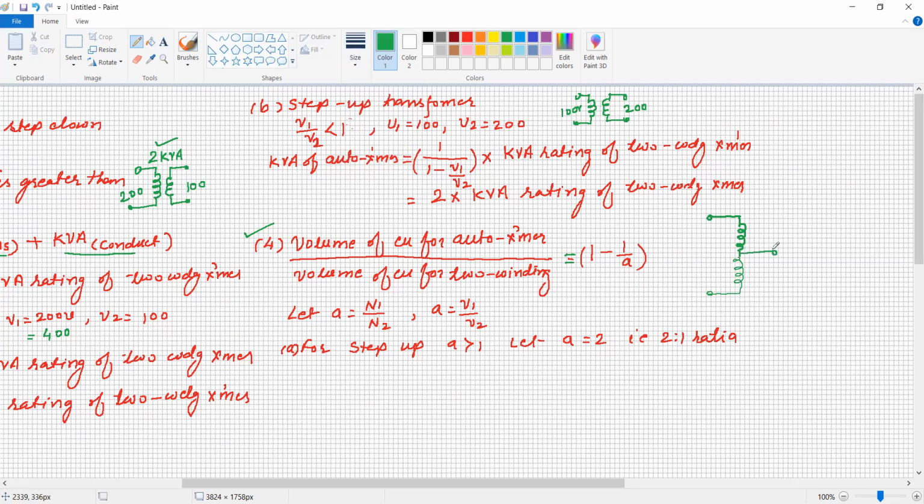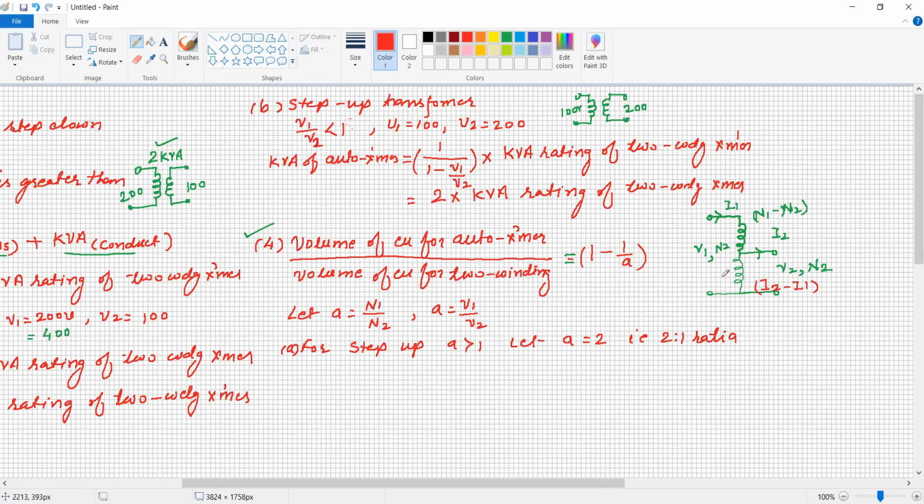Say this is the step down transformer, step down auto transformer. It is V1. This current is I1. This current is I2. It is N1 minus N2. And total number of turns is N2. Here it is V2. Total number of turns for the secondary side is N2. Now, under such condition, the current is equal to I2 minus I1.